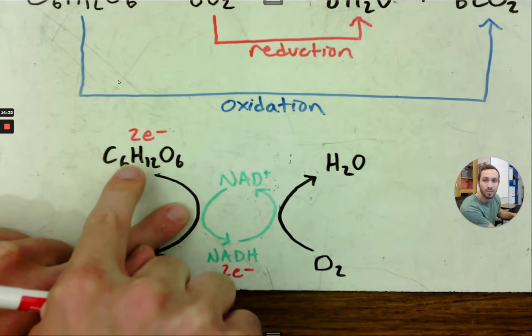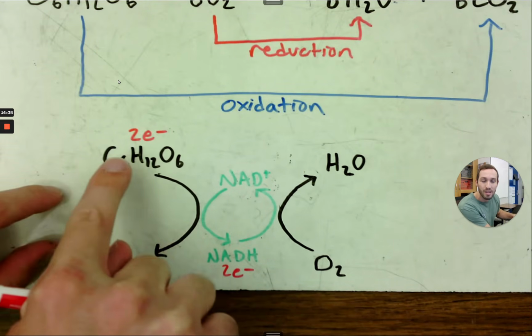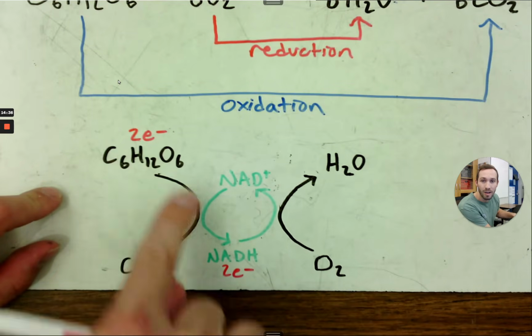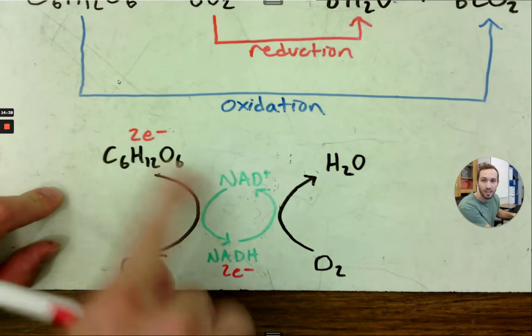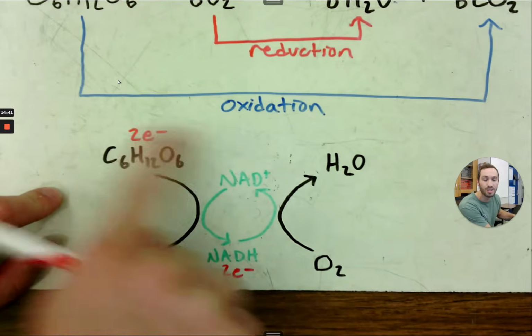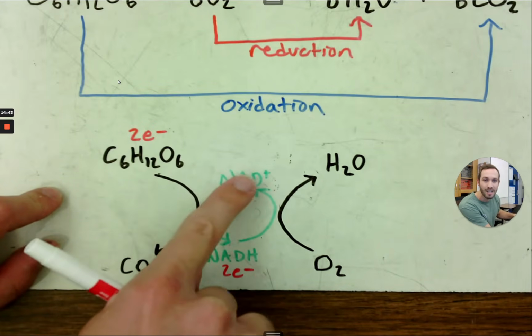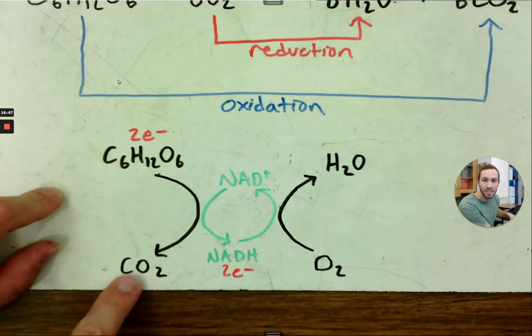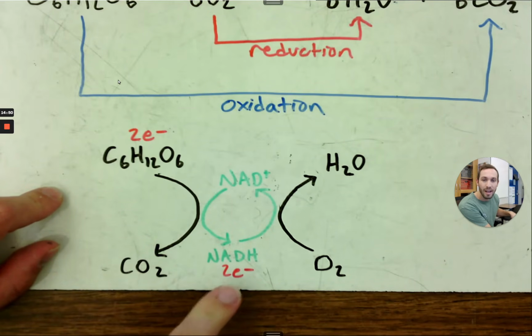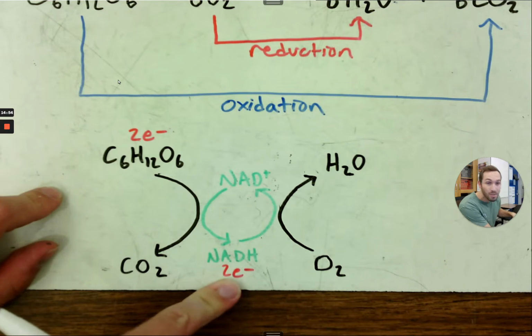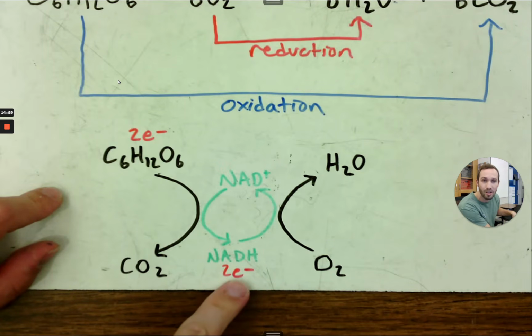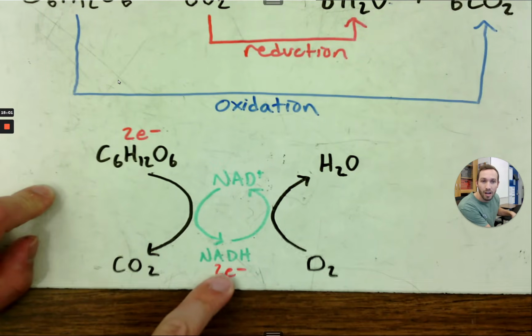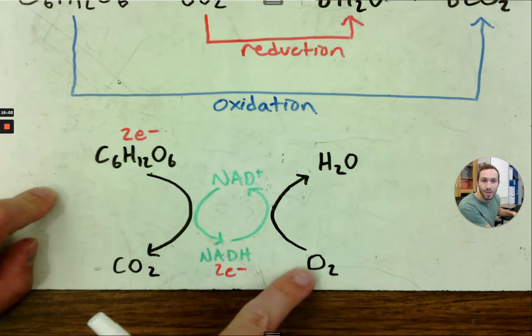Now, like I said, as glucose is losing those electrons, we're going to see glucose slowly start becoming CO2 molecules. So as NAD+ takes electrons and more electrons away from glucose, you're going to see the glucose become CO2. And then the NADH is now holding onto those high energy electrons, and his job is to transport them somewhere else. Ultimately, he's going to carry those electrons to a location where oxygen is going to receive them.